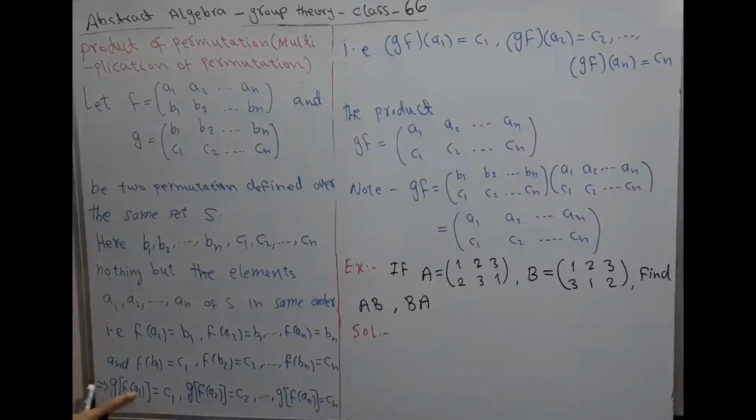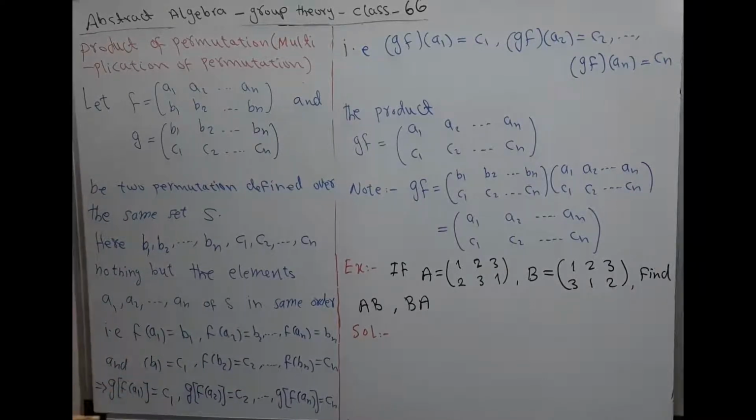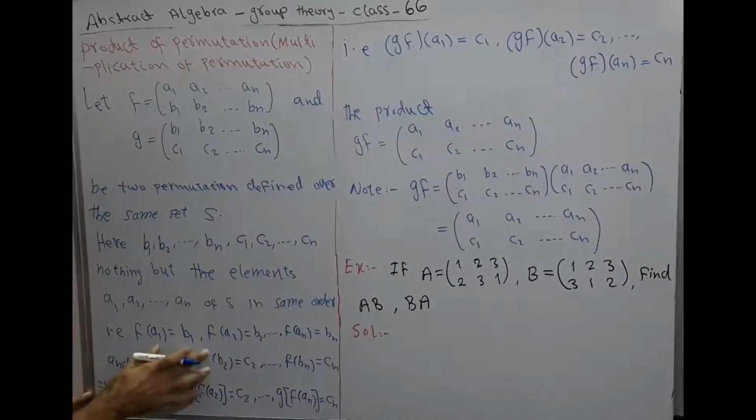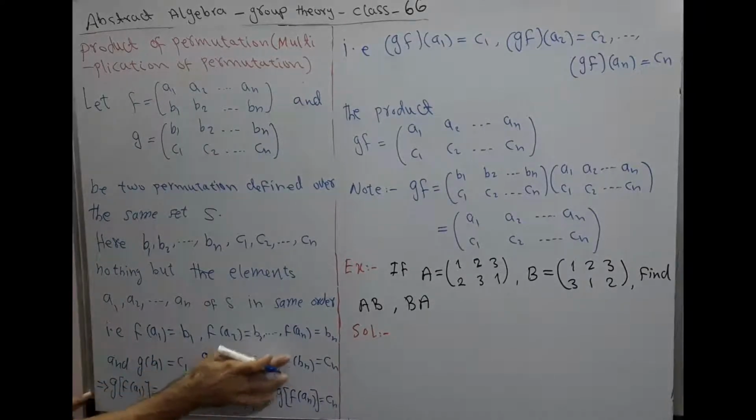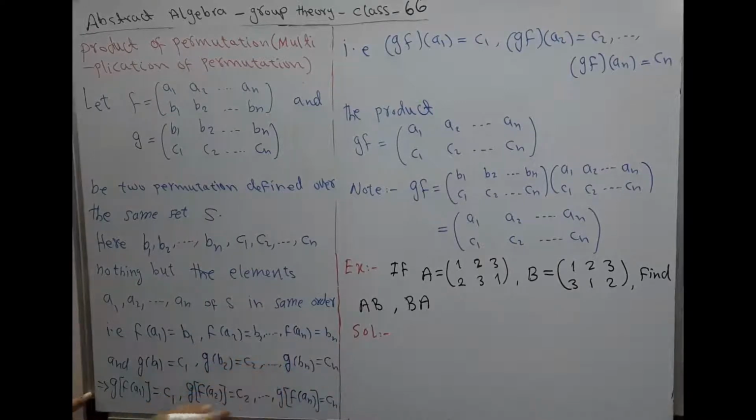If we multiply, also g of f of a2 is equal to c2. Here f of a1 is b1. If we put b1, it is g of b1, g of b2, g of bn. g of b1 is equal to c1. Therefore, g of f of a1 is equal to c1. g of f of a2 is equal to c2, and so on.